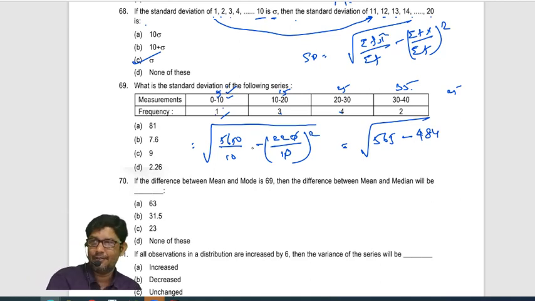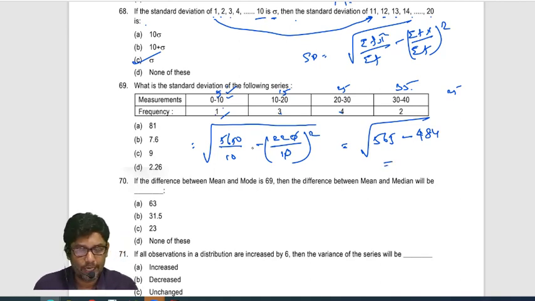Arivali, divided by 10 is there, it gets cut. So 565 minus 484. What are you getting? Root 81 is what? 9.